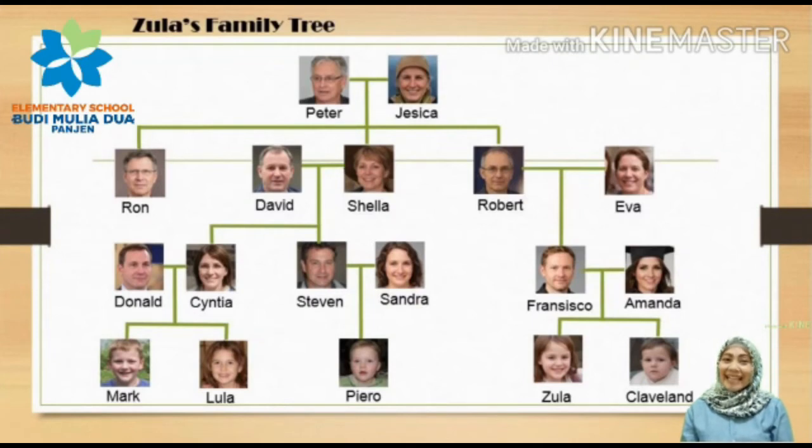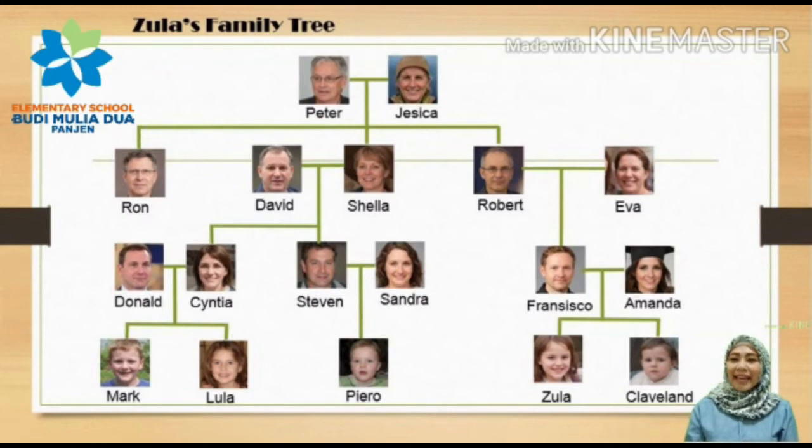Okay, let's see the Zula's family tree. He is Peter and she is Jessica. Peter and Jessica are married. They have 3 children, Ron, Shella, and Robert. Shella married with David, and Robert married with Eva.